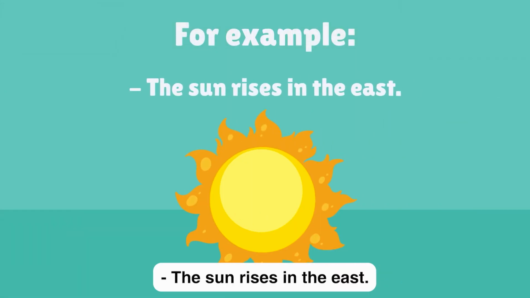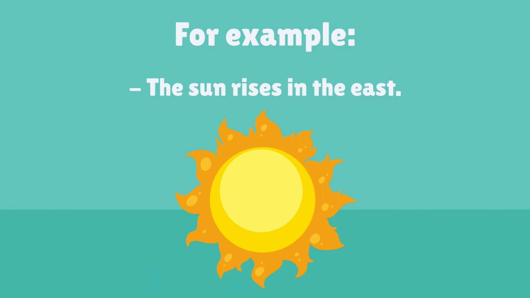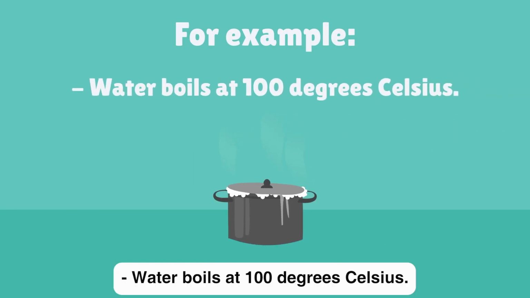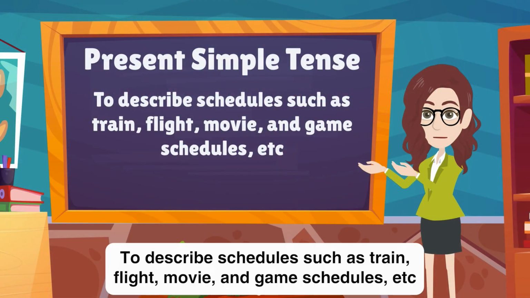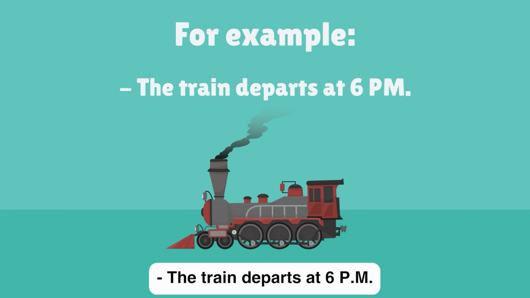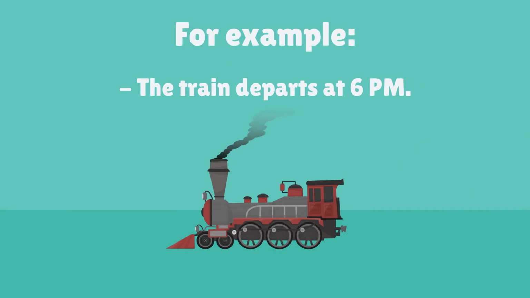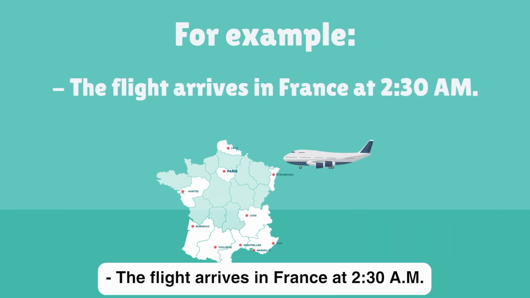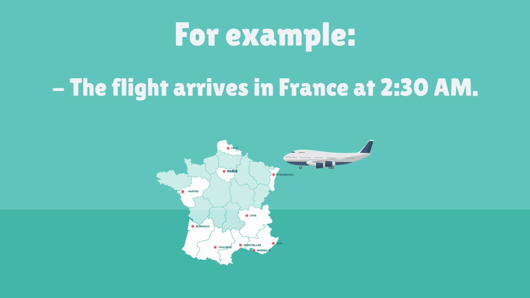To state facts that are always true, scientific facts. Example: the sun rises in the east. Water boils at 100 degrees Celsius. To describe schedules such as train, flight, movie, and game schedules, etc. Example: the train departs at 6 p.m. The flight arrives in France at 2:30 a.m.